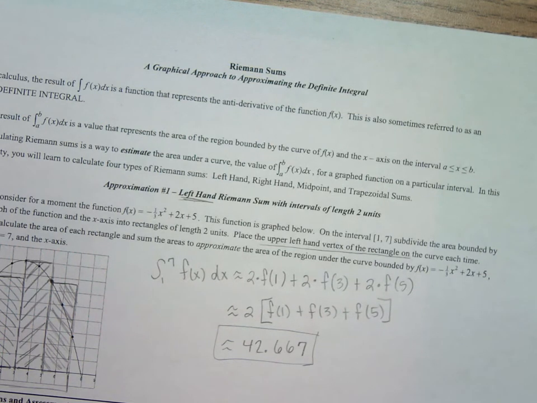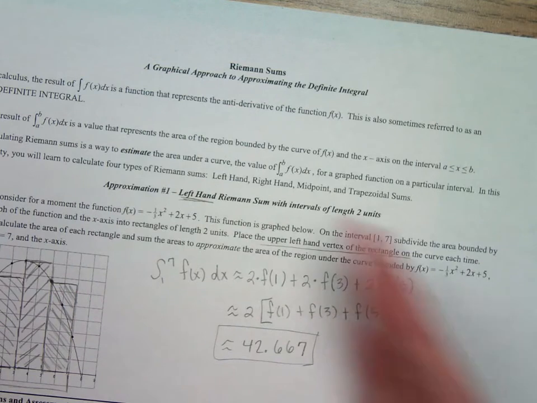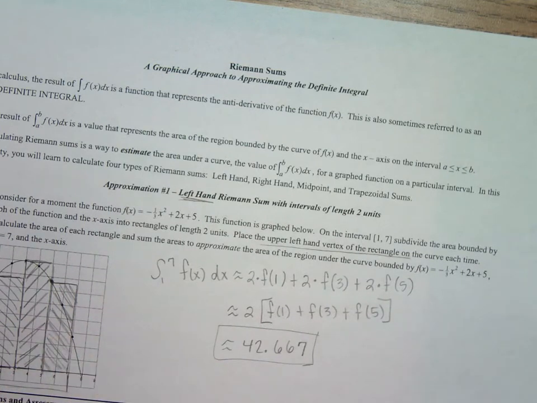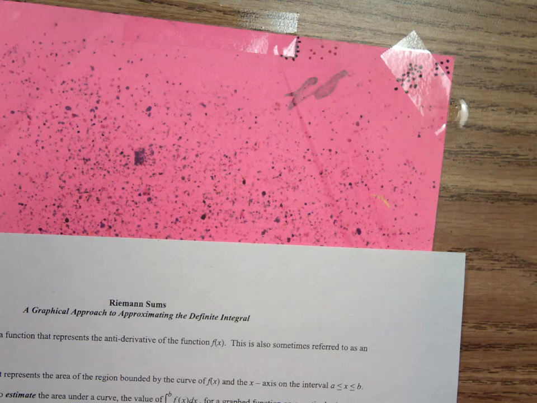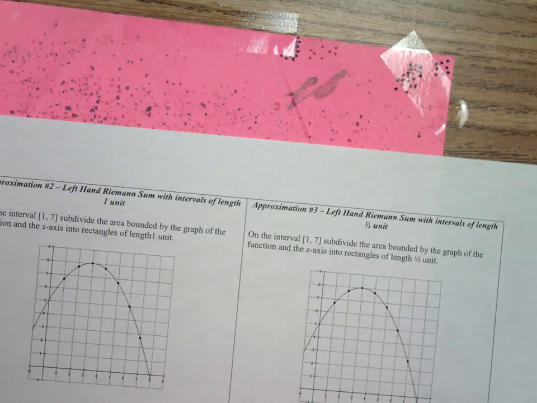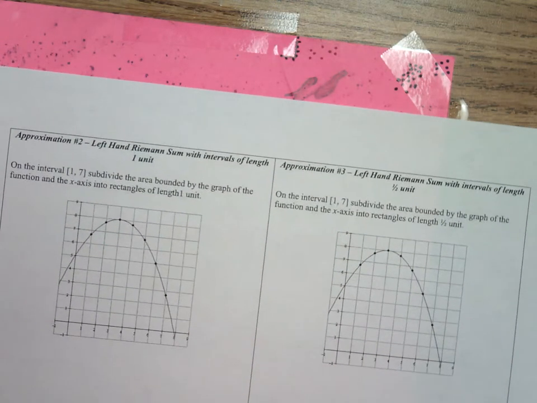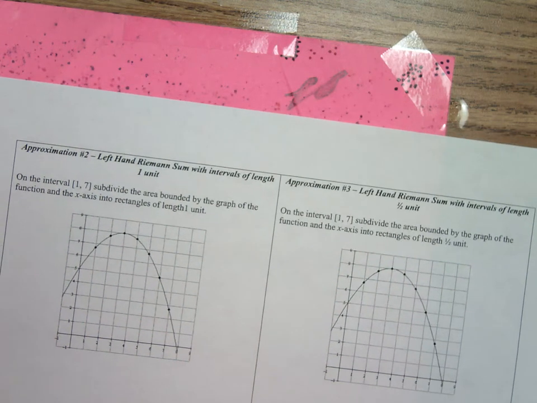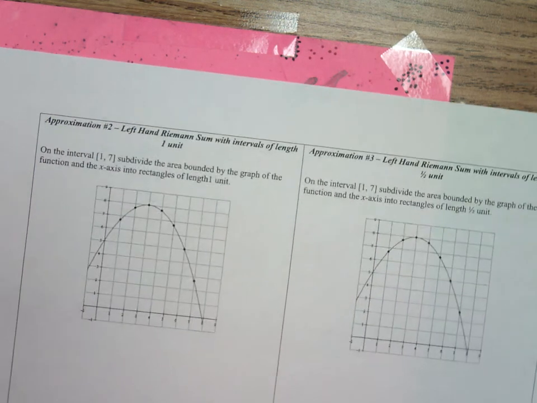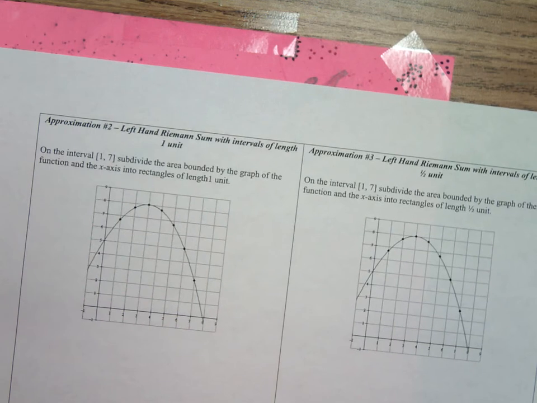Did everybody see how we did that? Where all these numbers came from and all that? Okay. So let's use the same shape. This time let's do 1 unit. And so that was the area. That's the approximate area under that curve.